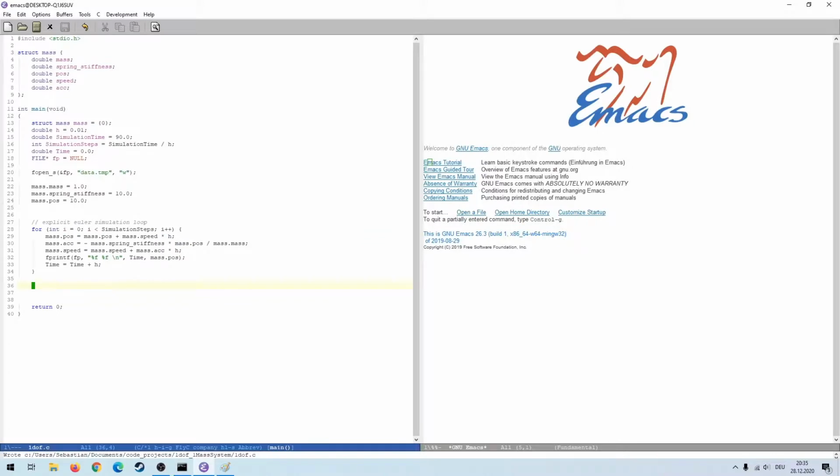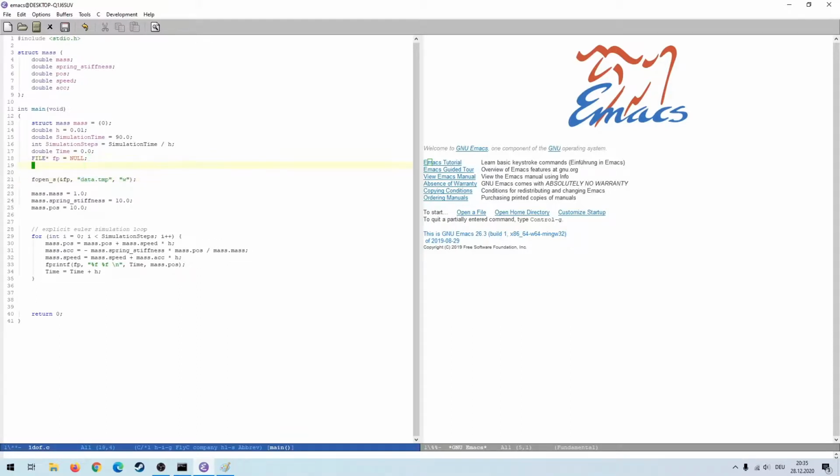But now we have the problem of having a look at our data. We are simulating everything, but we can't have a look at our data because we would have to take our file, our data.temp, and then put it inside LibreOffice, for example, to visualize the data. But of course that's not really feasible, at least not in this scenario.